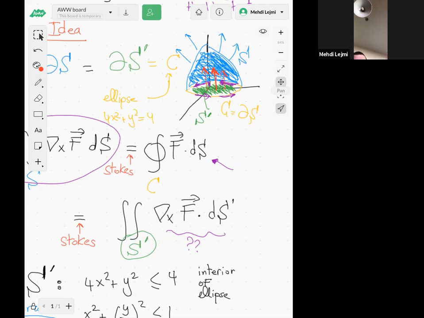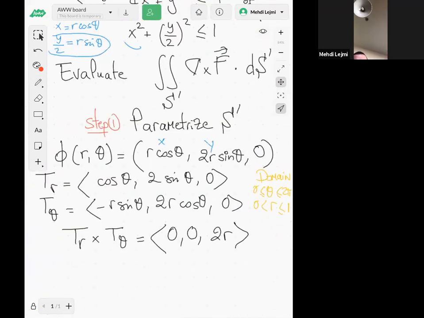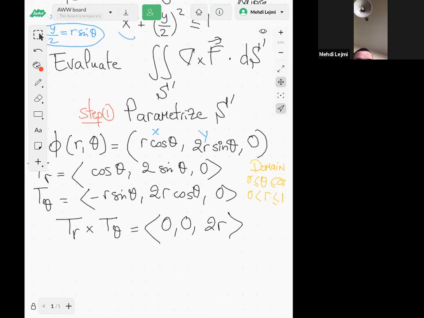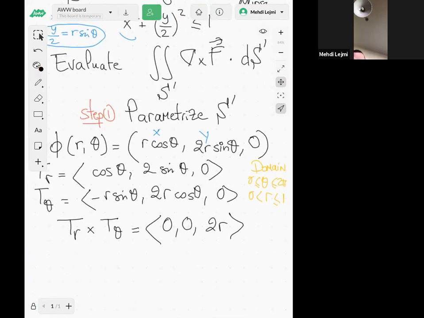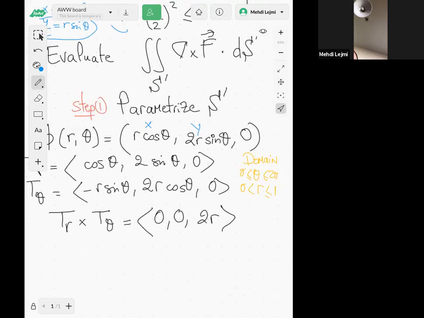And this T_r cross T_theta is 0, 0, 2r, but r is positive, so it has a non-negative K component. That's exactly the orientation needed, consistent with the orientation of the boundary, because the radius is positive, of course. All right, I got my T_r cross T_theta, so now I'm ready to evaluate my integral.